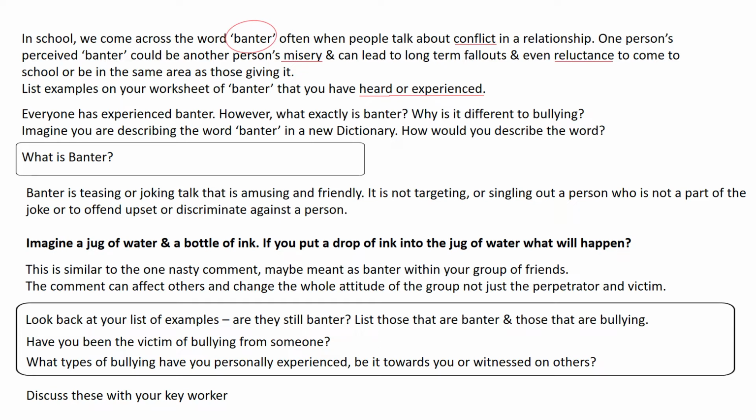Everyone has experienced banter. However, what exactly is it? Why is it different to bullying? Imagine you were describing the word banter in a new dictionary. How would you describe the word?